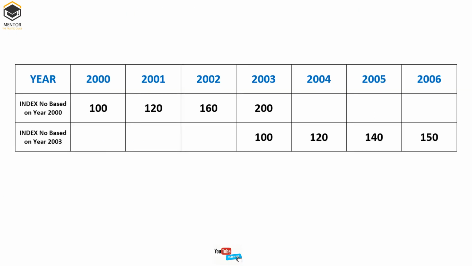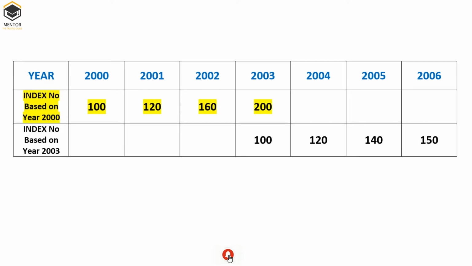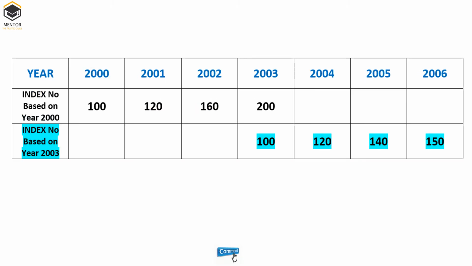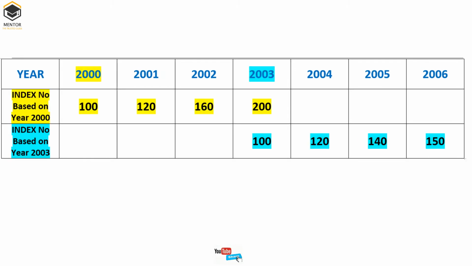So let's see this data again. Here, as you can see, I have index number based on 2000 and index number based on 2003. The index number based on 2000 exists till 2003 and the base year for this is 2000. Next I have the index number based on 2003, and their base year is 2003. So this is the data I have here.